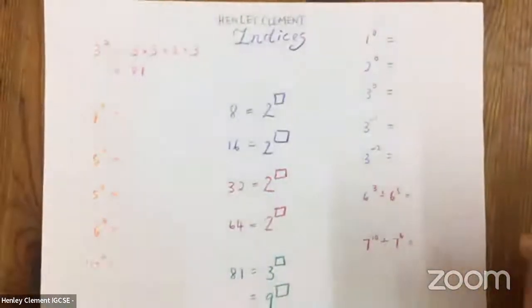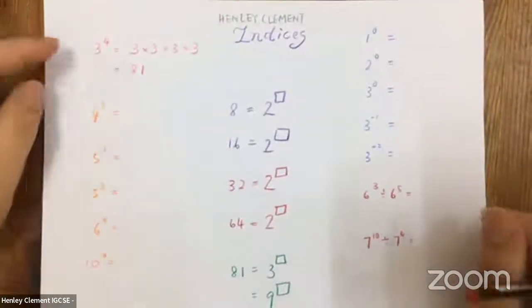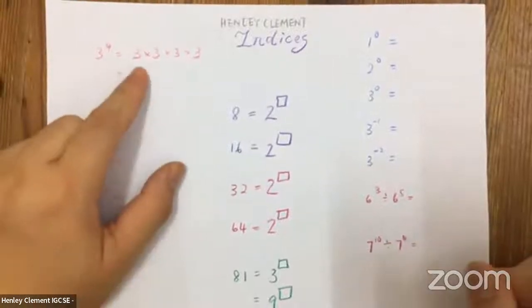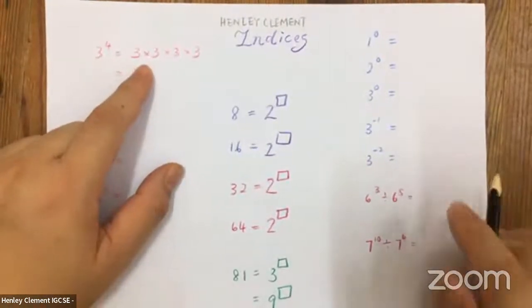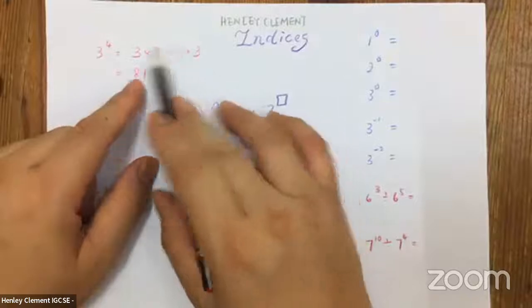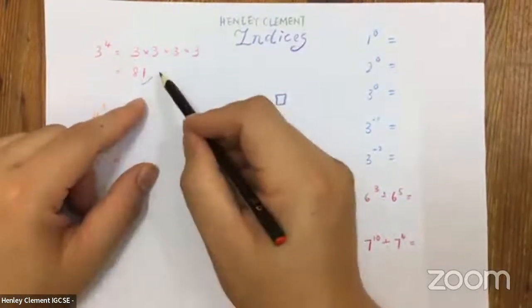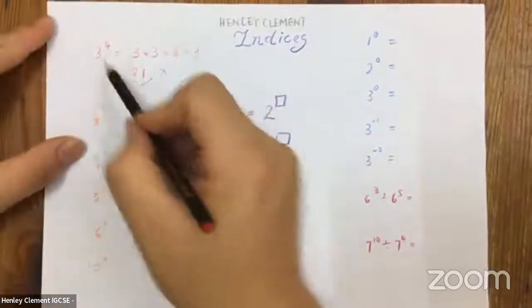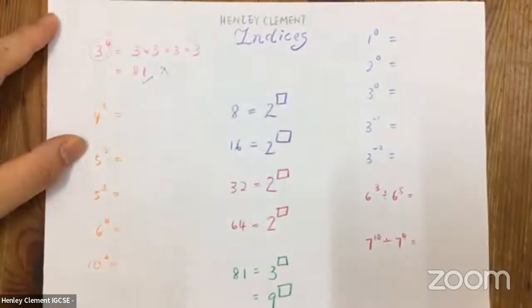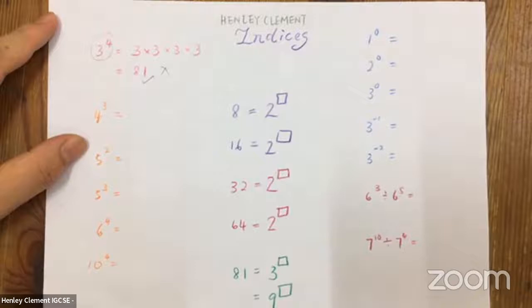So indices are a way to show you when you have repetition of multiplication. Okay, 3 times 3 times 3 times 3. Well, you have 1, 2, 3, 4. So the answer should be 81. But if we don't want to write this out, we can always write in this form. We call it a notation.